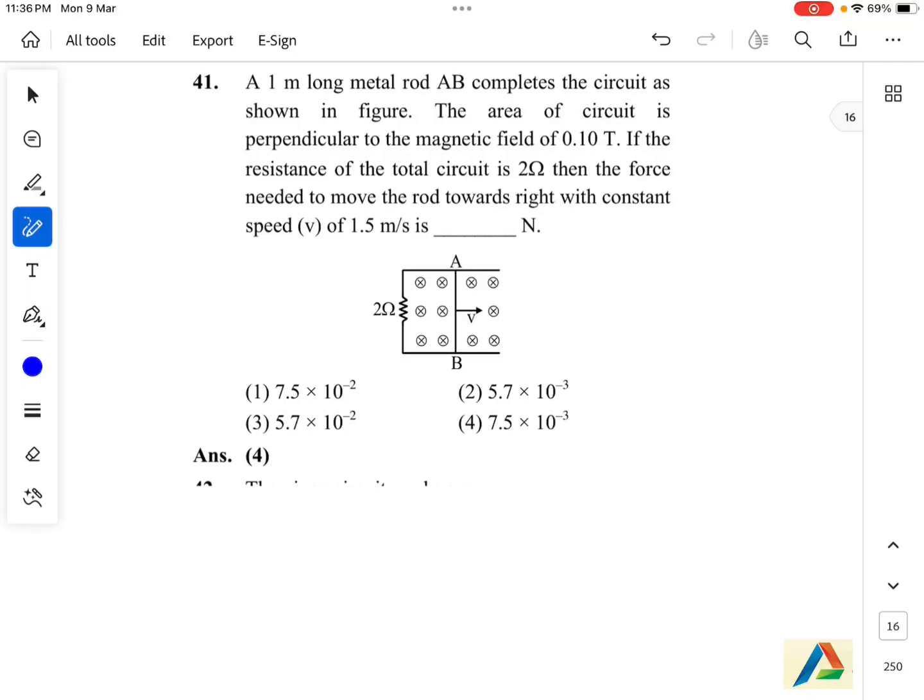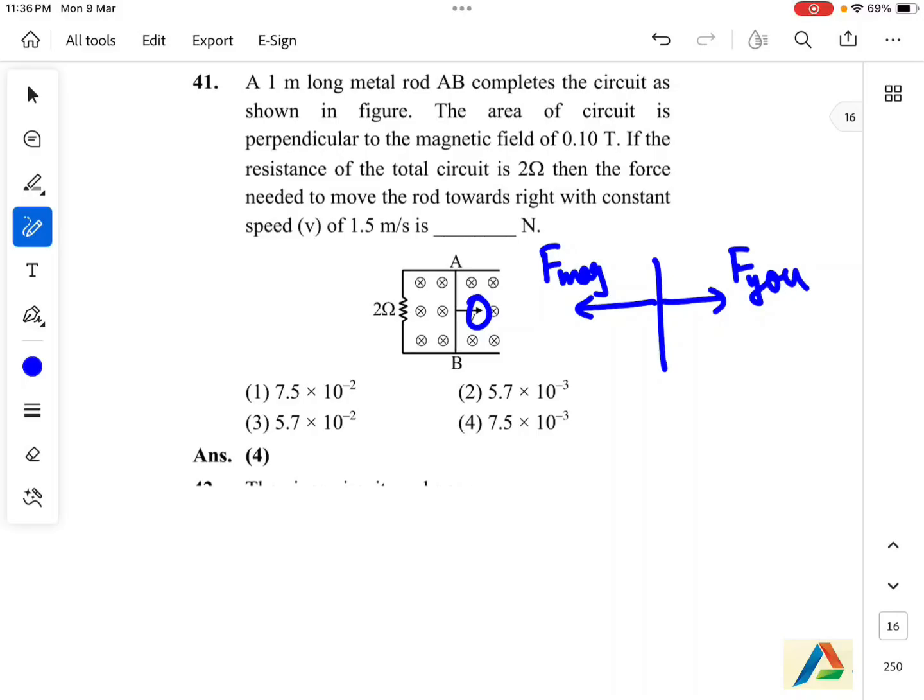Yeah, the next question. A 1 meter long wire, metal rod AB completes the circuit as shown in the figure. You have a magnetic field of 0.1 Tesla. If the resistance of the total circuit is 2 ohms, then the force needed to move the rod towards the right with a constant speed V of 1 meter per second is? Okay, so he's saying that this is going to move with constant velocity. In that case, the net force must be zero. So the force applied by you must be equal to the force applied by the magnetic field.